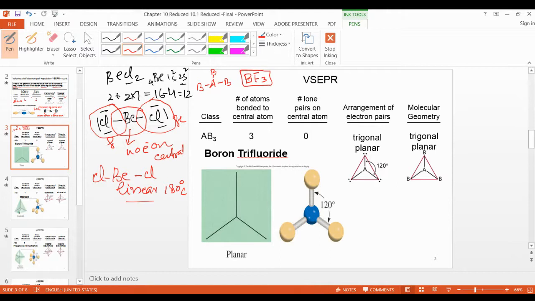If a molecule is given in the exam, what is the geometry of this molecule? You don't know whether this boron has a lone pair of electrons or not. To identify whether it has or not, you have to draw the Lewis structure first. Then you will see that there is no lone pair of electrons on the central atom, so it has the same geometry as the regular molecule. All right, AB3 type.